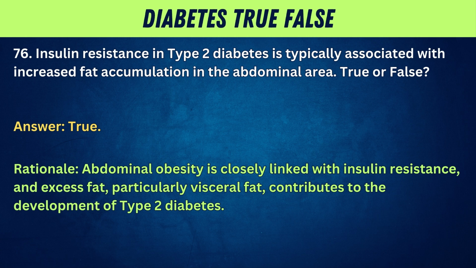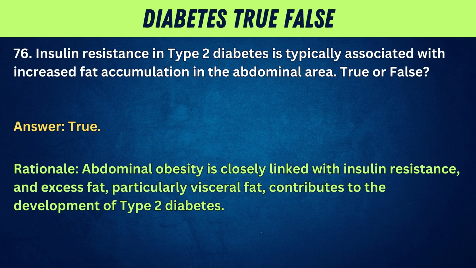76. Insulin resistance in type 2 diabetes is typically associated with increased fat accumulation in the abdominal area. True or false? Answer: true. Rationale: abdominal obesity is closely linked with insulin resistance, and excess fat, particularly visceral fat, contributes to the development of type 2 diabetes.